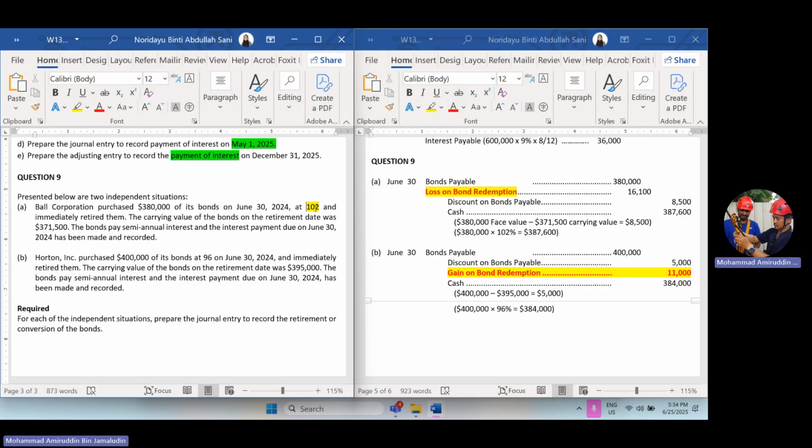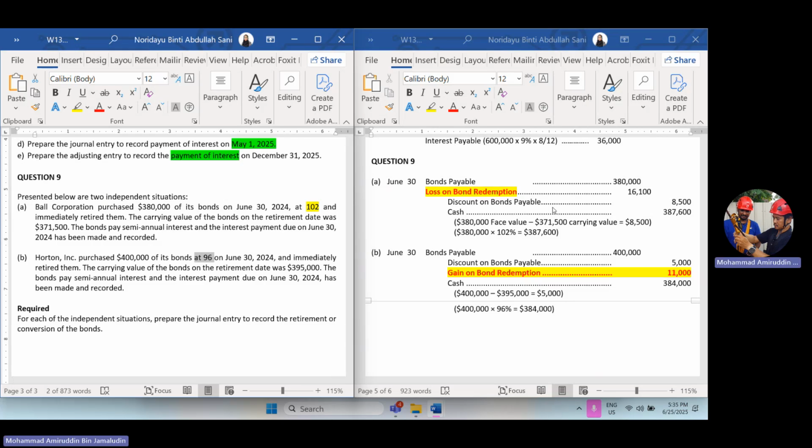How do you know it's a discount bond? Okay, like here. Company purchased 400,000 of its bonds, meaning they issued bonds at 96, less than 100. So meaning that bond is being issued at discount. The difference between discount and premium is the treatment of your market interest rate and your internal interest rate.